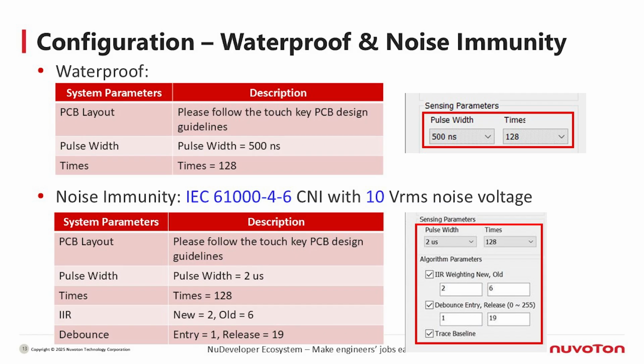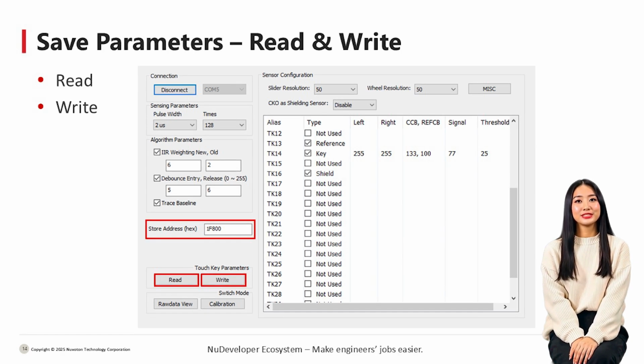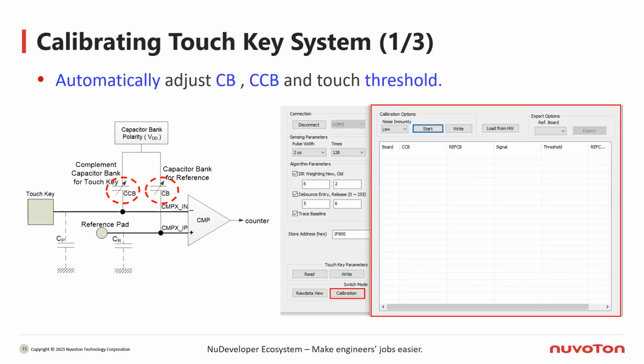61000-4-6 standard. After completing parameter configuration, we can save the parameters to the MCU. We can also read the original parameters from the MCU. 1. The store address refers to the location where our parameters are stored in the MCU. 2. Clicking Read will read the stored parameters from MCU address 0x1F800 into the software. 3. Clicking Write will save the configured parameters to MCU address 0x1F800.